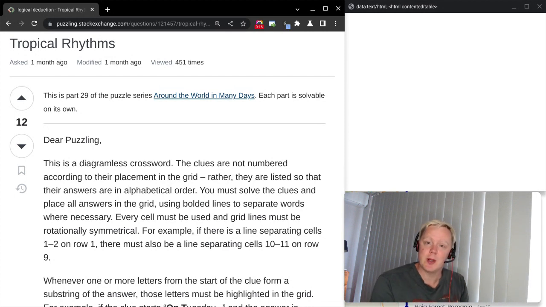Today's episode is number 29 and it's titled Tropical Rhythms. We are back with another cryptic crossword after some different types of puzzles these last couple of times. Let's look at what we have.